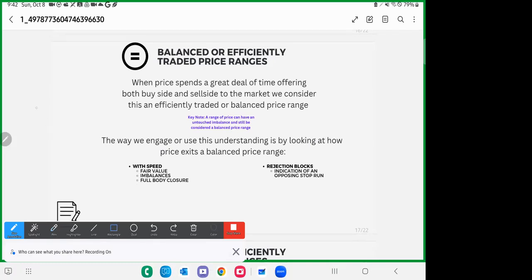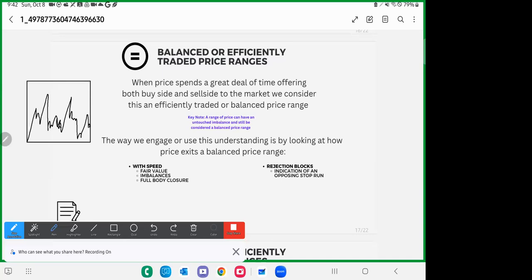So let's say we're here, right, and we're basically spending a lot of time within this portion of price, or we've offered buy side and sell side. I don't want to say time because it doesn't mean like, hey, how much time? It's just that we've offered buy and sell side multiple times, okay? In that case, right, we can consider that range is efficiently traded.